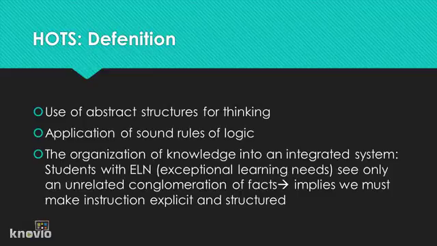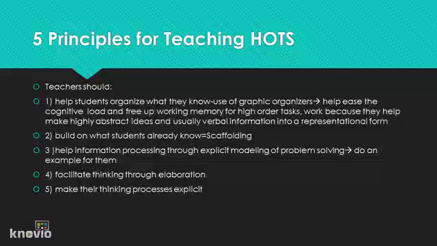The definition of higher order thinking skills is the use of abstract structure for thinking, the application of sound rules of logic, and the organization of knowledge into an integrated system. Students with exceptional learning needs see only an unrelated conglomeration of facts, which implies as teachers we must make instruction explicit and structured. So the best way to help students with exceptional learning needs is to spell everything out for them and make it structured so they can easily follow along.